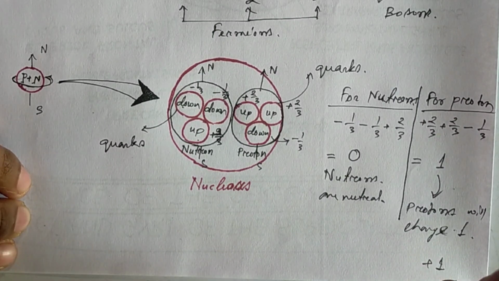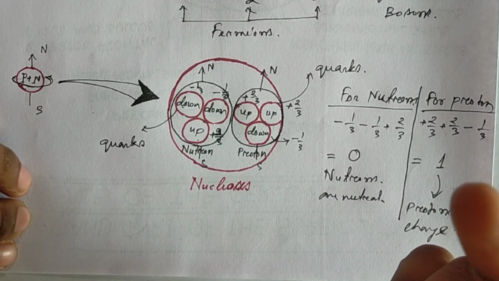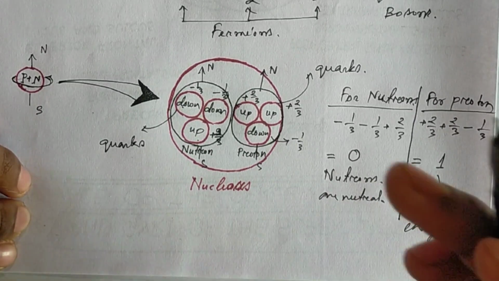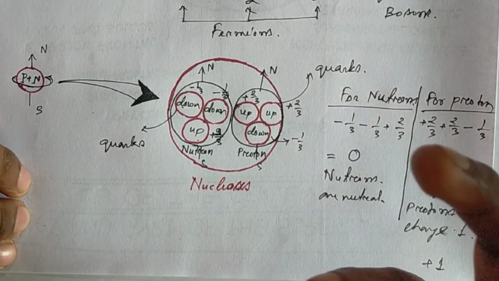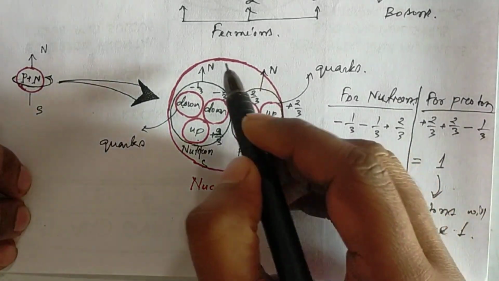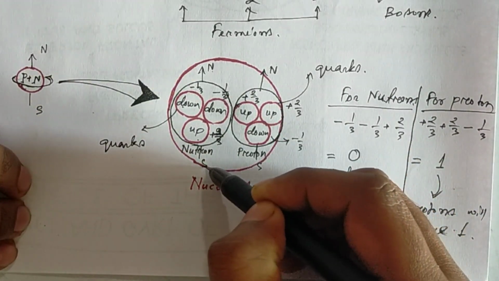So due to the spin of the neutron, it will also have some magnetic field around it. It will act as a dipole where there is a north pole and a south pole.